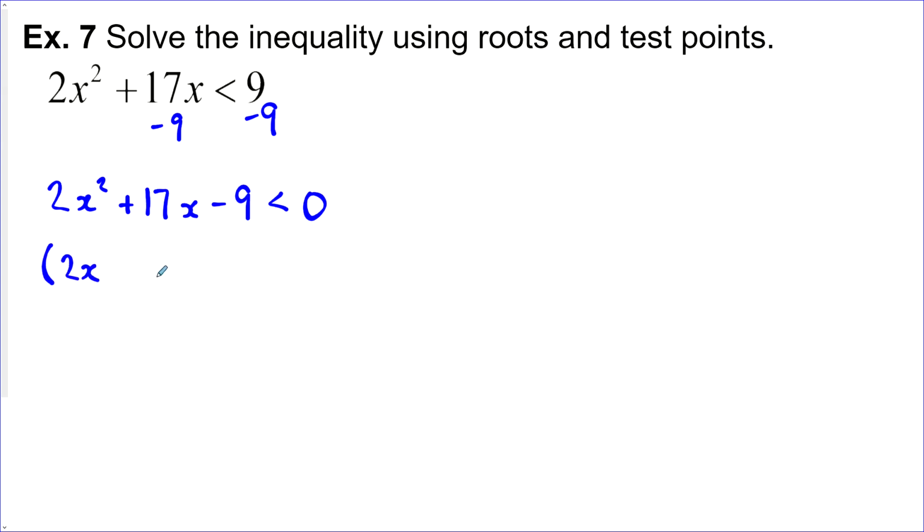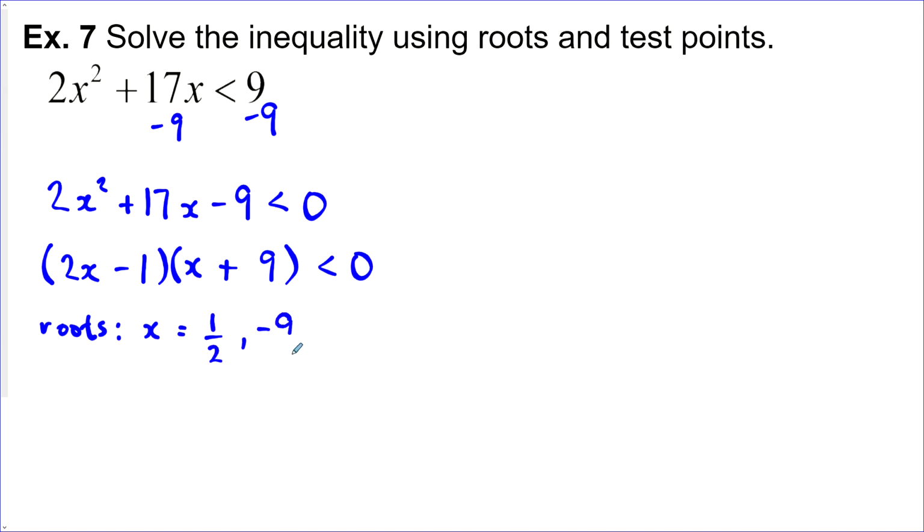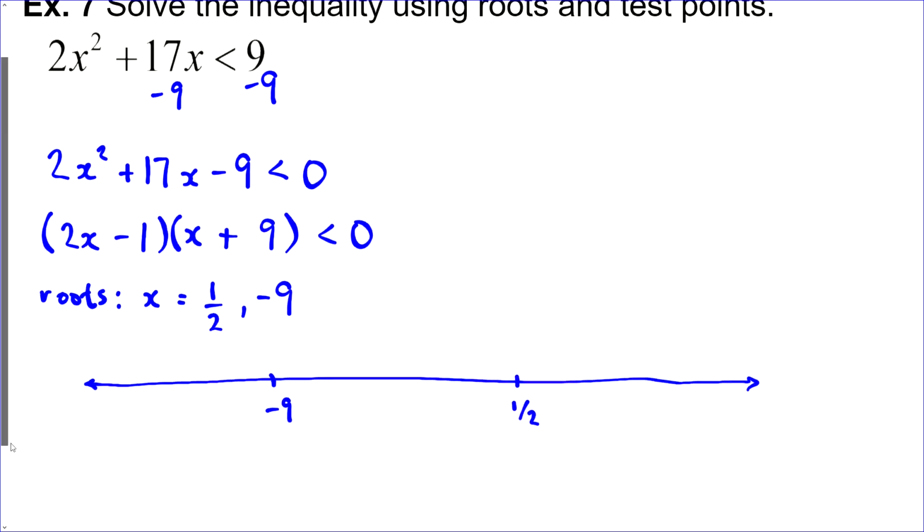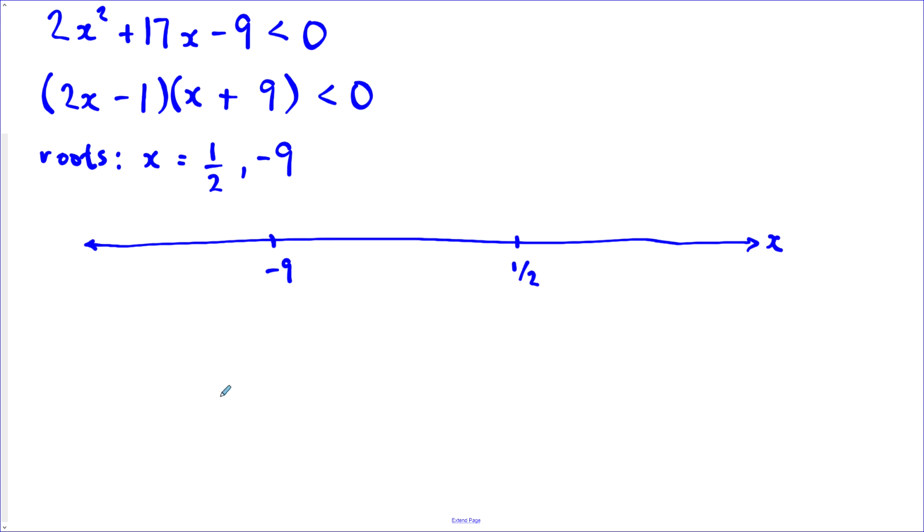This would be 2x. This would be an x. Then we need to figure out what goes in here. We need the 2 times 9 to give us 18. And that will give positive and negative. Okay, that means our roots here are 1/2 and negative 9. Draw out our number line so we can see where these are. Negative 9, 1/2. These are x values we're working with. Of course, they're the only values we're working with.